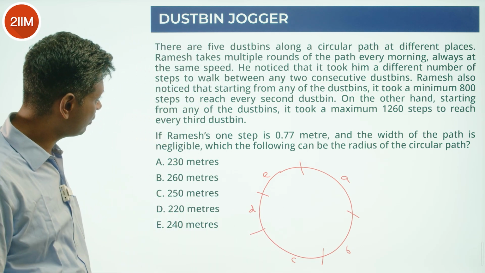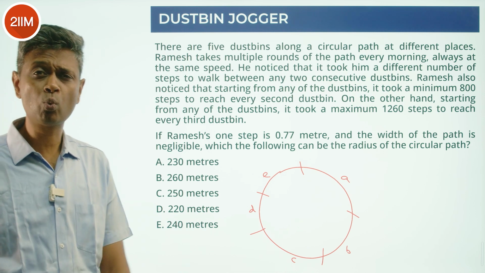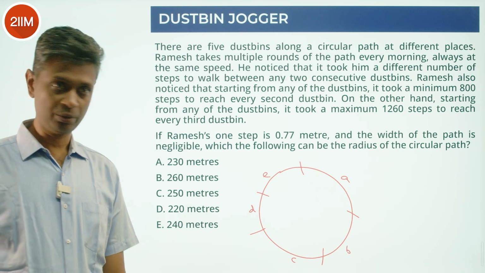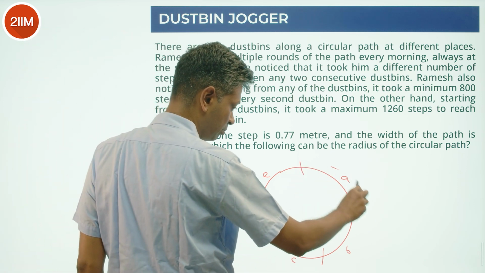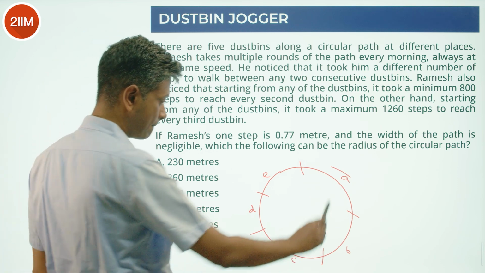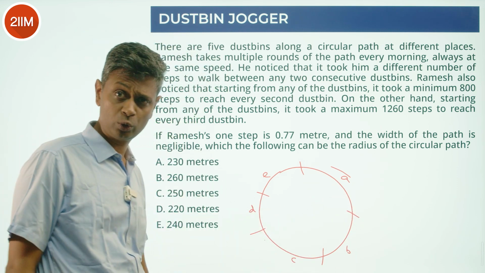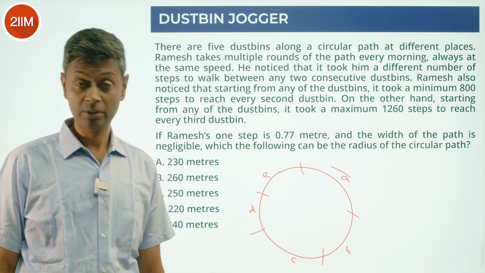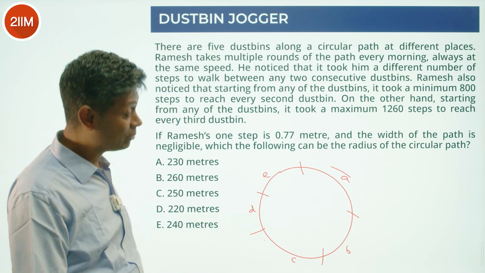On the other hand, starting from any of the dustbins, it took a maximum of 1260 steps to reach every third dustbin. So from here A, B, C, if I add, maximum 1260. B, C, D, maximum 1260. C, D, E, maximum 1260. Pain. It took me a while.